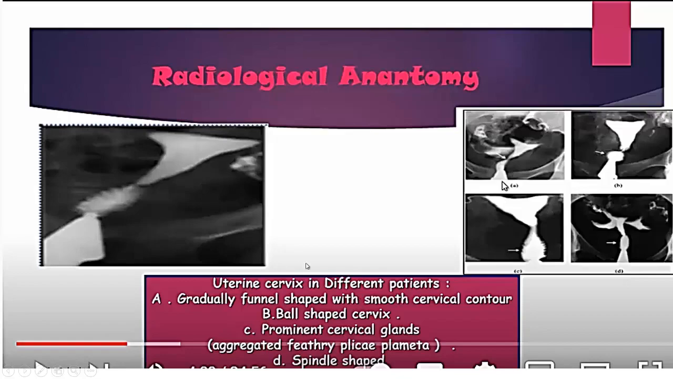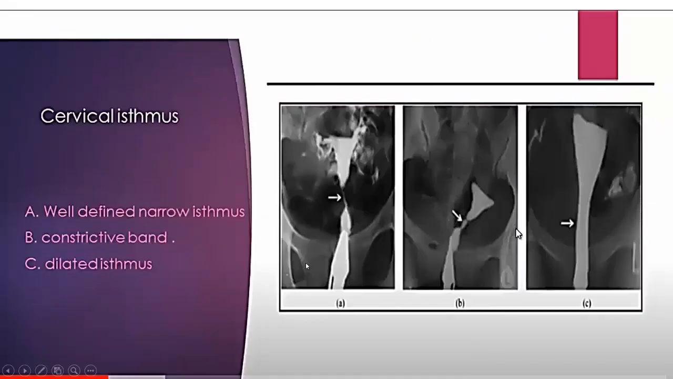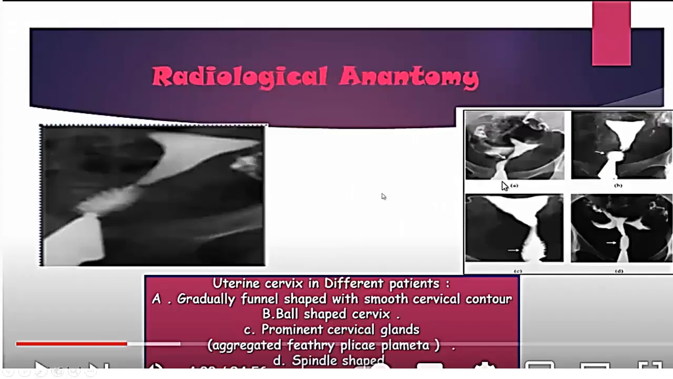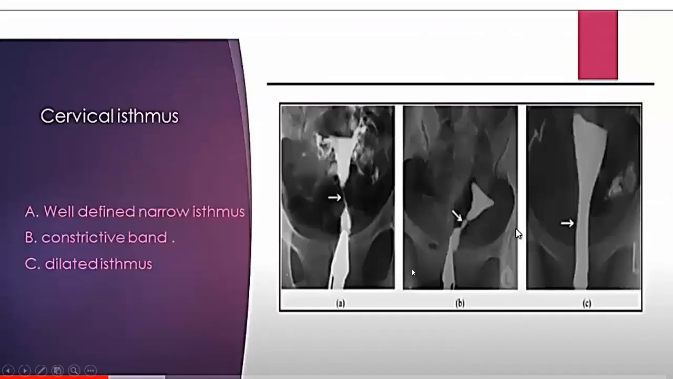But sometimes we have a different appearance of the cervix. We can see here there is constriction at the internal os. This is the plicae palmatae, and this is the spindle-shaped cervix. We can see also a well-defined narrow isthmus, or we have a constrictive band or dilated isthmus. This we can see in cases of cervical incompetence.